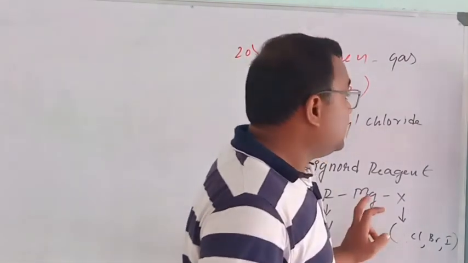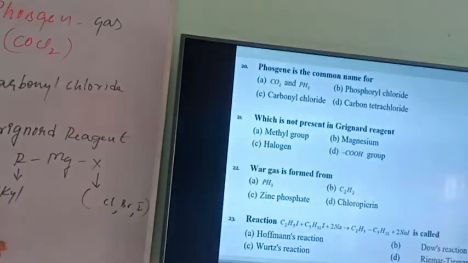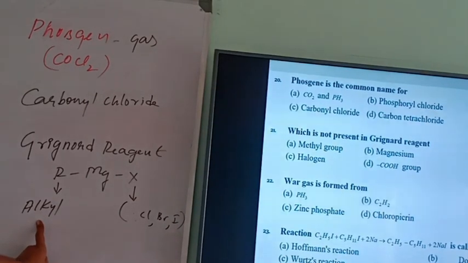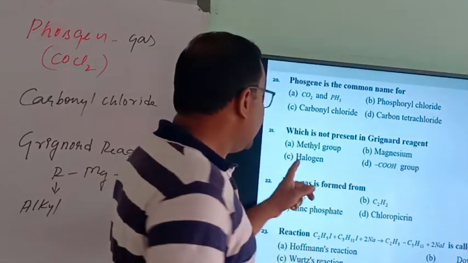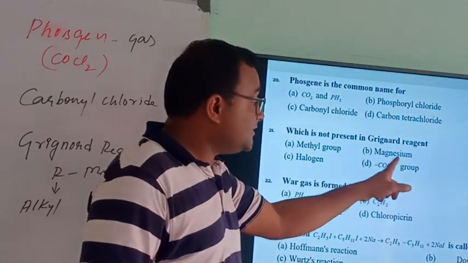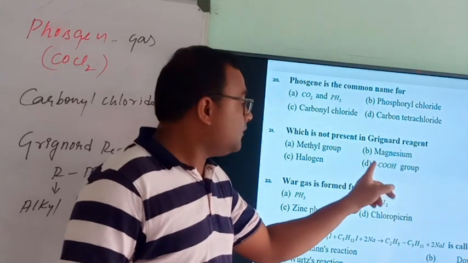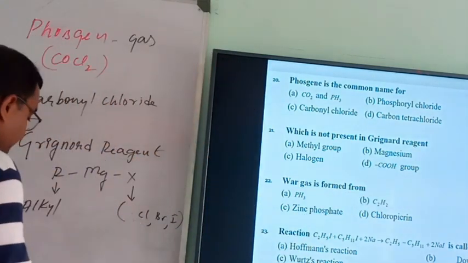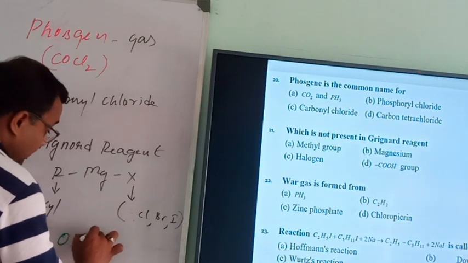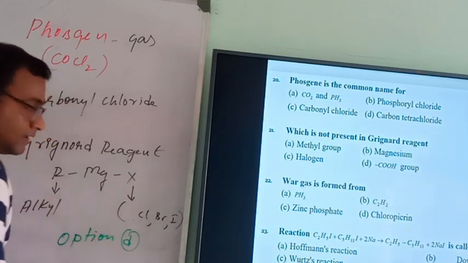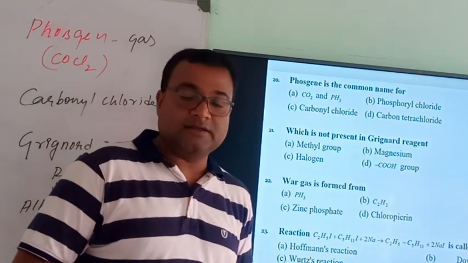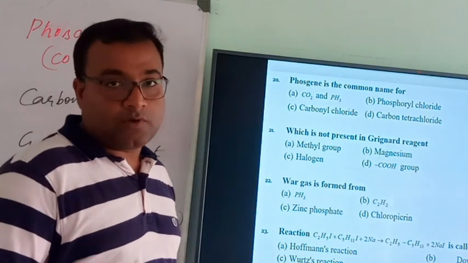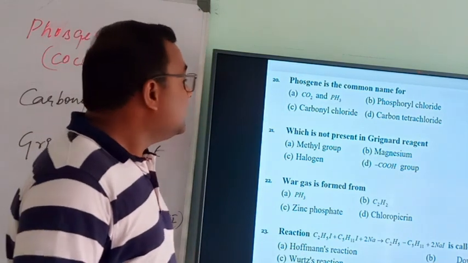So which is not present in Grignard reagent? The methyl group, it is there. The alkyl group is a methyl group. Yes, it is there. Magnesium is also there. Halogen is also there. But COOH is not there. So the correct option is option D. The carboxylic acid is not present in the Grignard reagent.